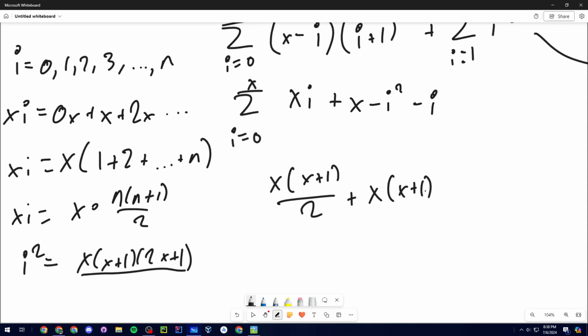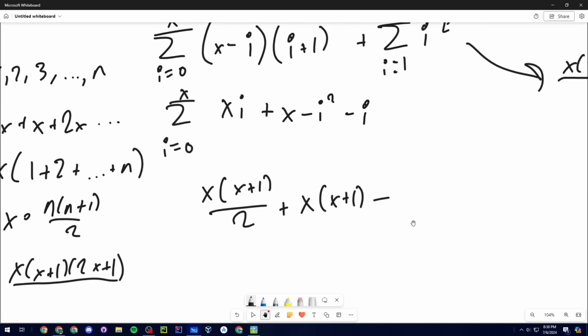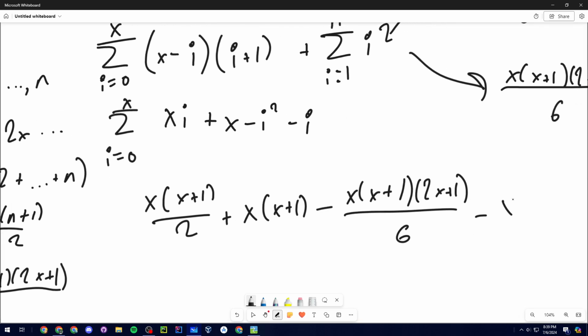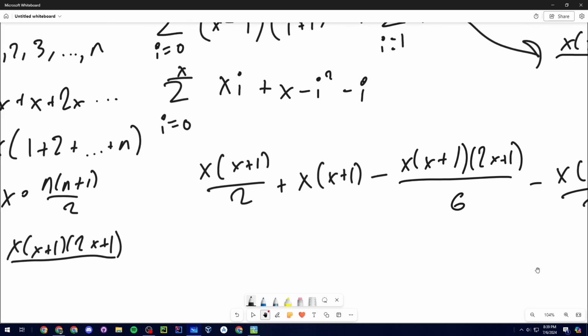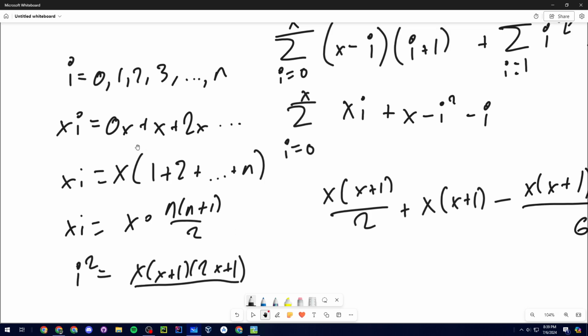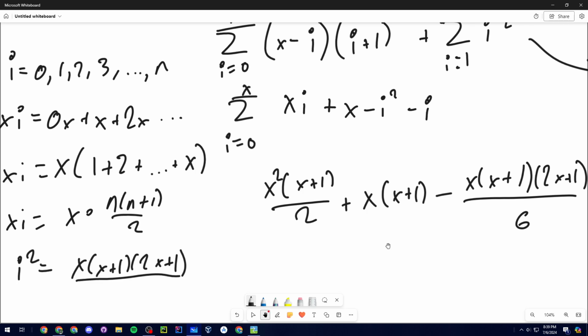Then minus the sum of i squared, which is just equal to x times x plus 1, 2x plus 1 over 6, minus the sum of i, which is just x plus 1 over 2. Now something seems wrong because I have this extra term, because x plus x i is just equal to 0x plus x plus 2x all the way up to x, actually. So then this is just x times, so this would be x squared. Okay, we're nearly done.